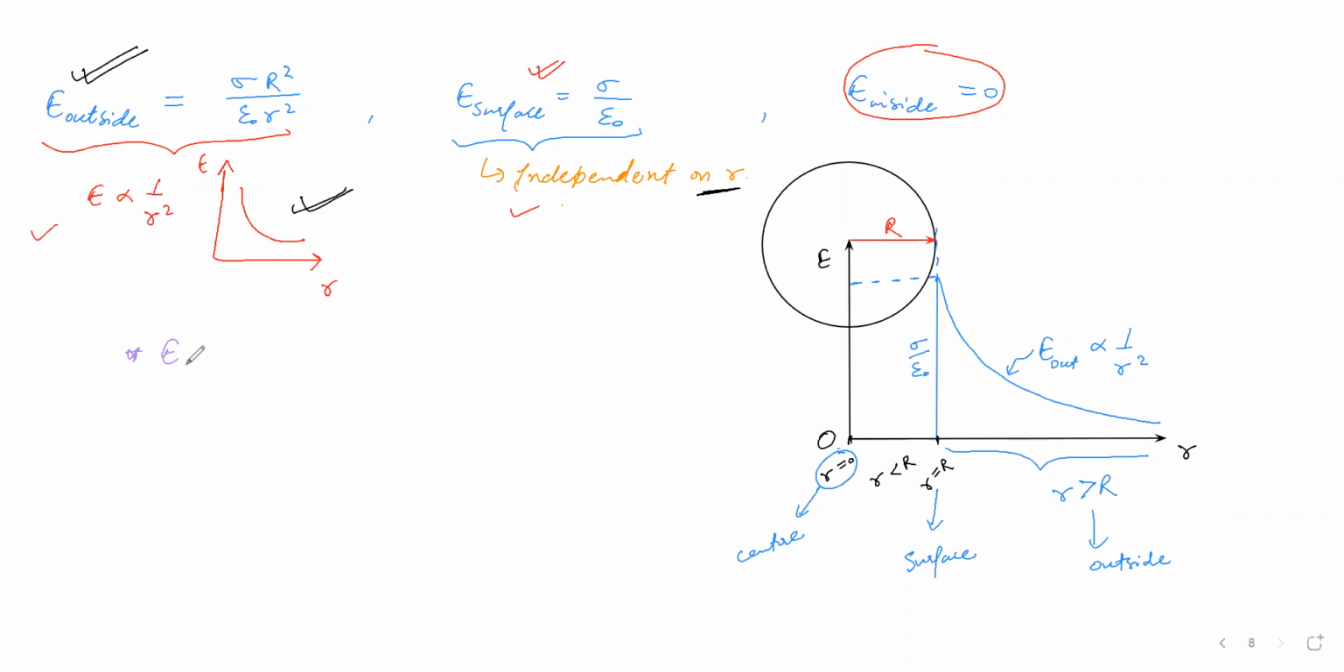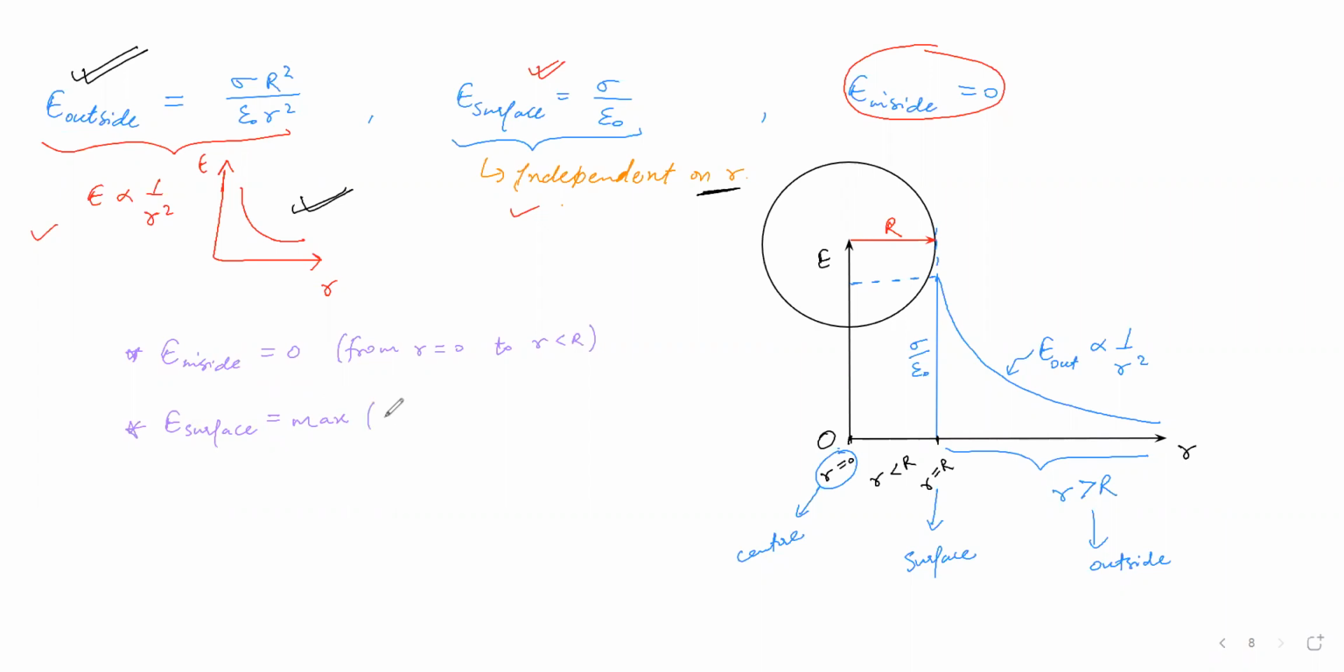E inside is 0. Why? Because the body is conducting here. Are you clear? Or you can say from r equal to 0 to r less than R, E inside is 0. Electric field E at the surface is maximum.